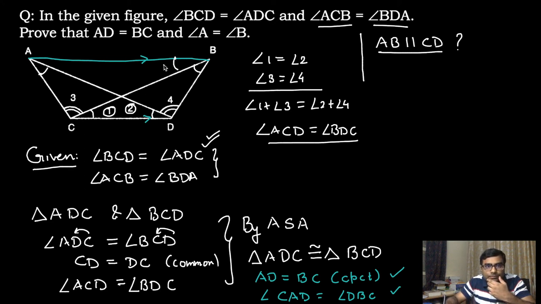This should be angle 1 and this should be angle 2, right? Is that so? That's what we are trying to achieve. Tell me, is that so? Before that, a few things. Do we know that angle 1 is equal to angle 2? Yes, we know that, isn't it? Angle 1 is equal to angle 2. Why? Because of this statement.